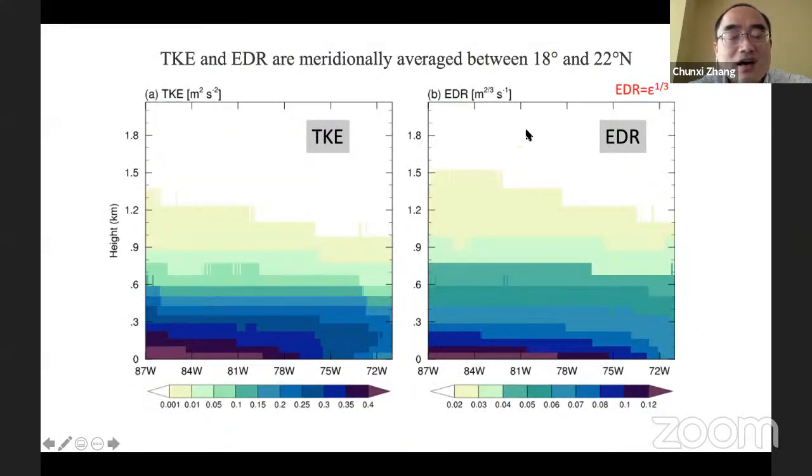Those are vertical cross sections for TKE and the EDR. EDR is defined here. And those two variables are meridionally averaged between 18 and 22 degrees north. So both TKE and EDR gradually increase from east to west and gradually decrease from the near surface to upper levels. Next slide, please.